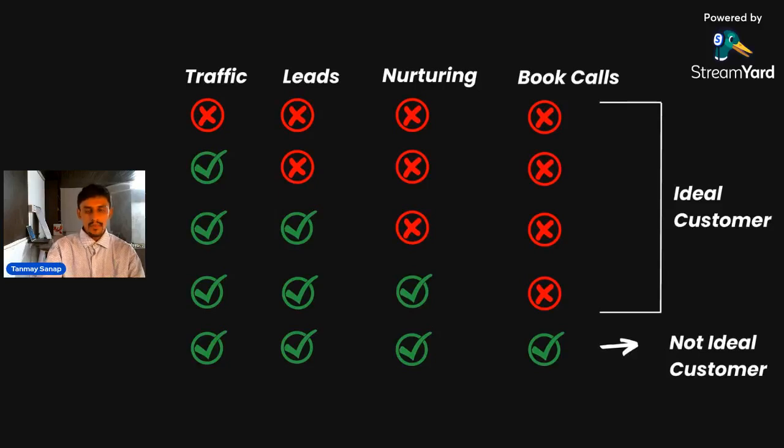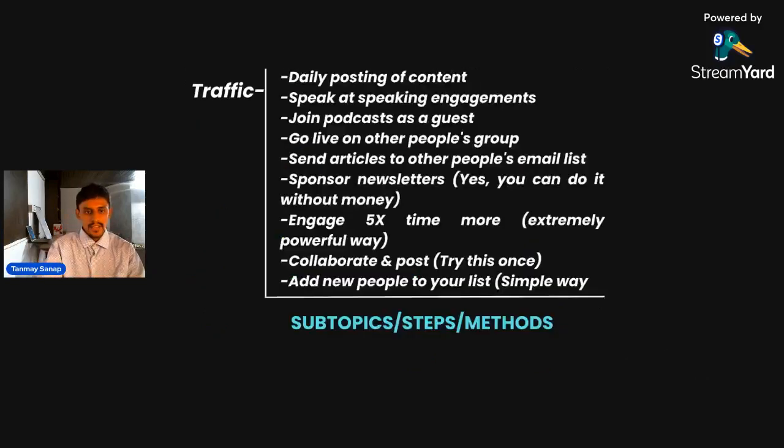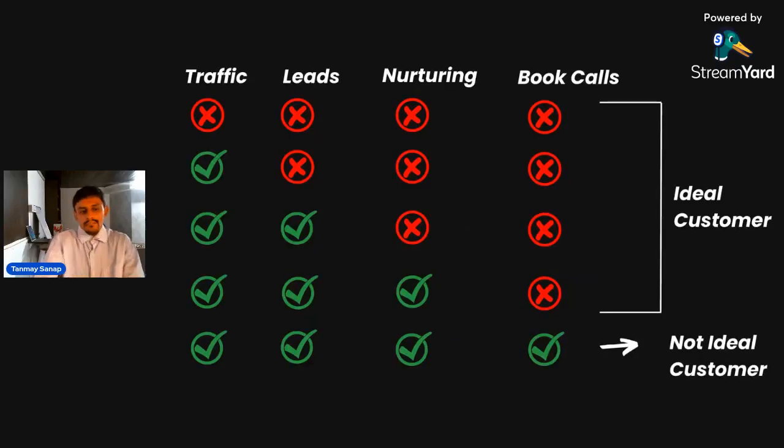Because if someone doesn't understand how to generate traffic, how to generate leads, how to do nurturing and move those leads to book calls, then he or she is my perfect ideal customer, and I can actually help them get the end result because I know the whole process. But my ideal customers can be here as well. They might be putting content out every single day, they might be going live, doing all the activities inside this traffic section, but they don't know how to generate leads. Their whole focus is on traffic.